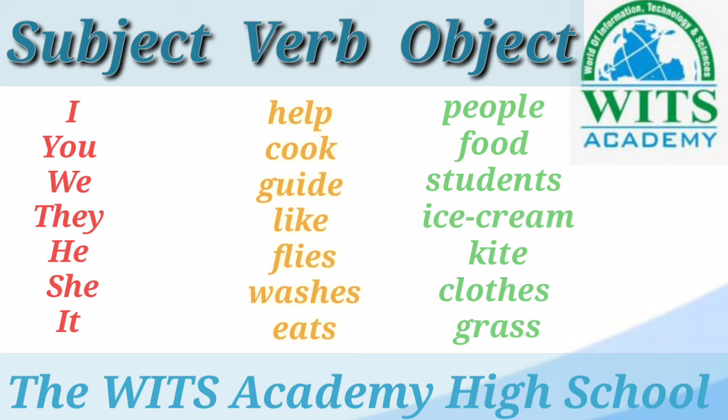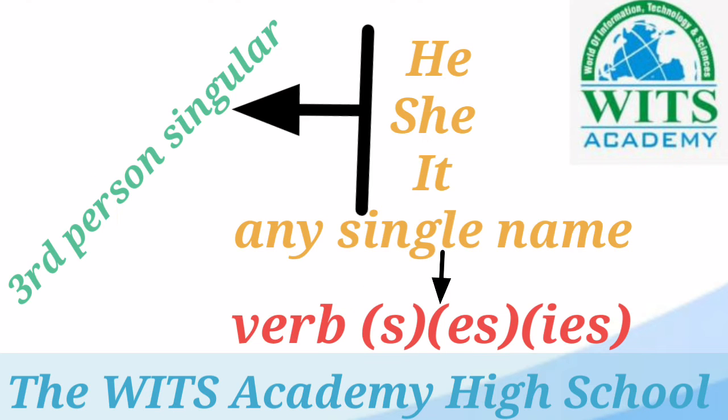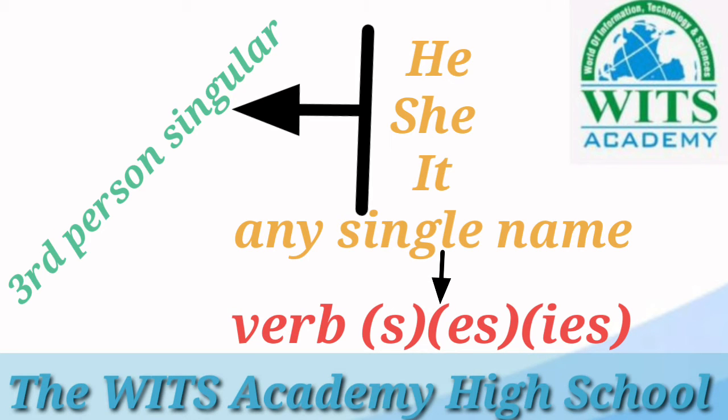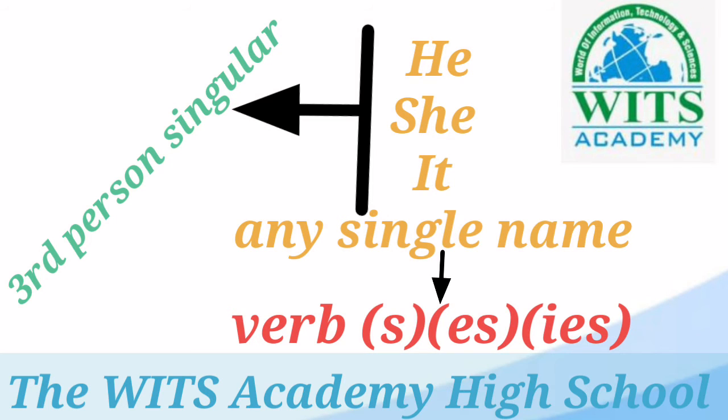Students, let's know where to make changes in verb, and how to avoid the common mistakes that people make. Students, we use the first form of the verb with the addition of s, es and ies when we talk about third person singular. What are these? He, she, it, any single name. When we talk about them, then we make changes in the verb.